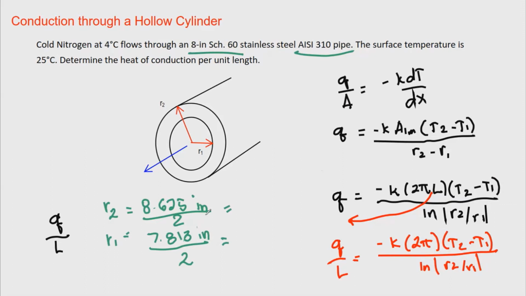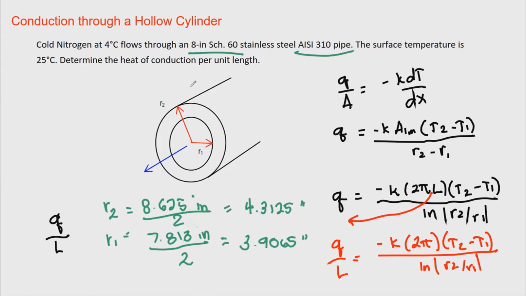So for the first one, we have 4.3125 inches. And then for the second one, the shorter radius, or the inside radius, we have 3.9065 inches. Okay, so now since we already have R1 and R2 based on this equation, then we just need to find our K.